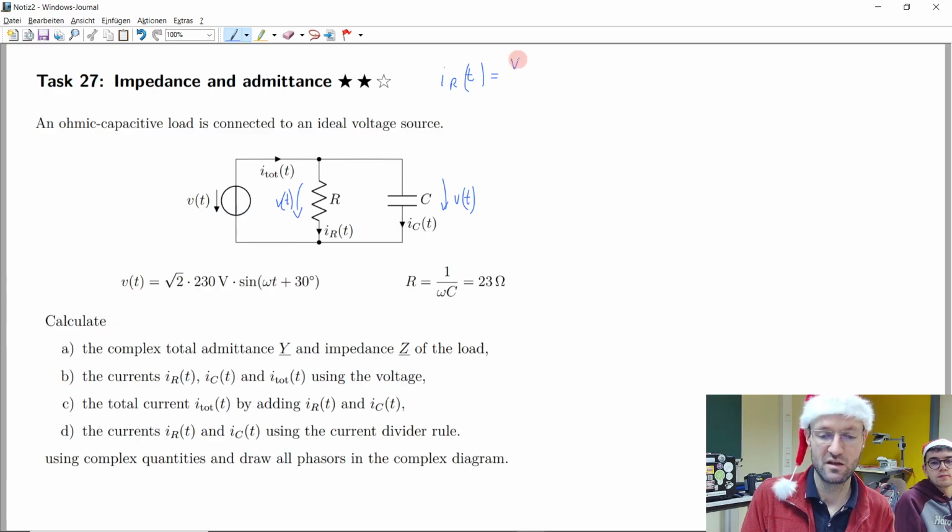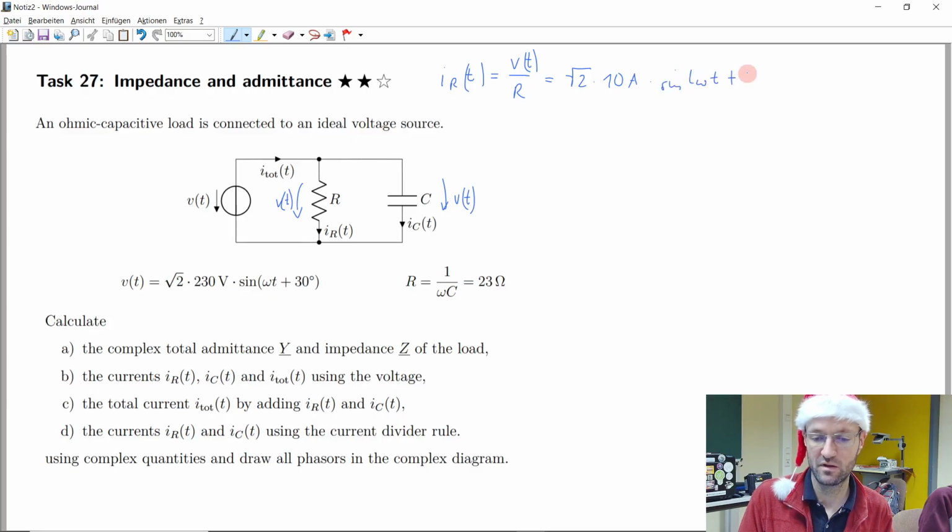V by R. So we take this time function and we divide by R. And so then we can check, okay, R is just a value, 230 volts divided by 23 ohm, volt divided by ohm gives ampere, and the remaining number is 10 in this example. So we get something like square root of 2 times 10 ampere times the same sinusoidal function omega t plus 30 degree. Okay, so this is solved.